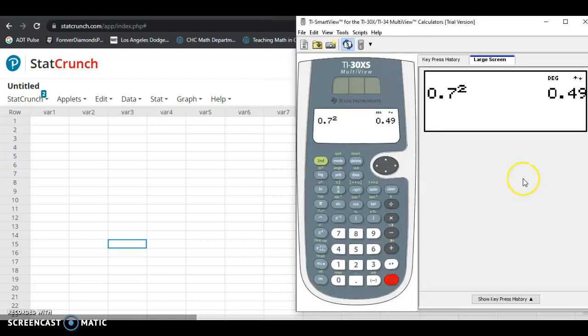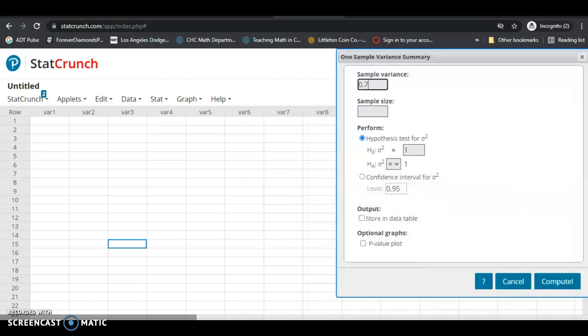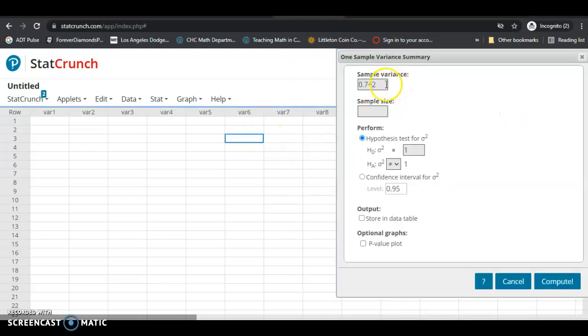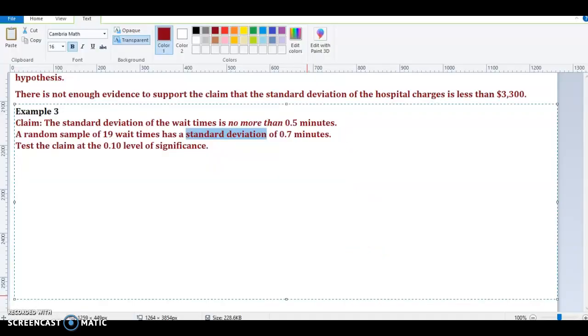Okay, right, so you can type in 0.49, or on your keyboard, hit the Shift-6 button as follows to get that symbol for the exponent, and then type in 2, so that StatCrunch knows that you're squaring that value to get the variance. But in any case, since we already have that value on our calculator, we can type in 0.49 for the sample variance. Okay, 0.7 squared is 0.49. Okay, the sample size was 19.